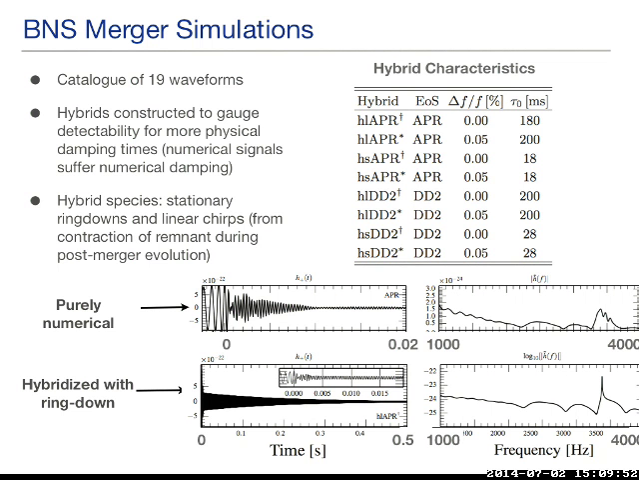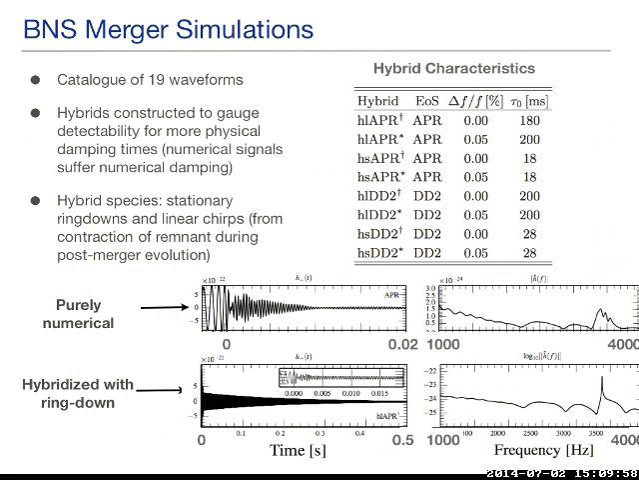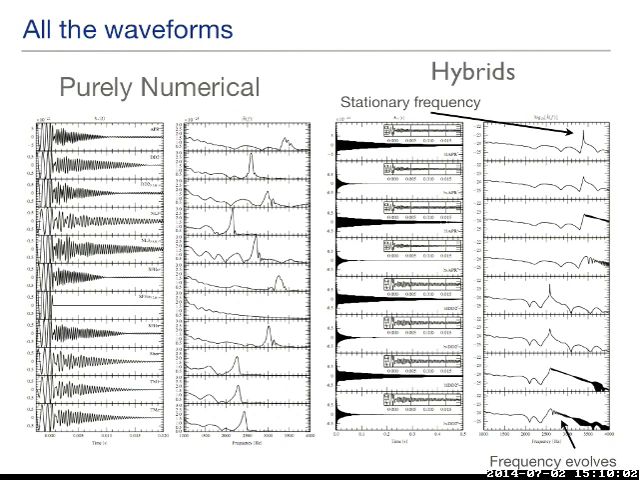Anyway, sure. Could you tell me the mass of the binary? Oh, sorry, it's a symmetric 1.35. There are, I think, a handful in here that are higher total mass, but I think they were all symmetric.